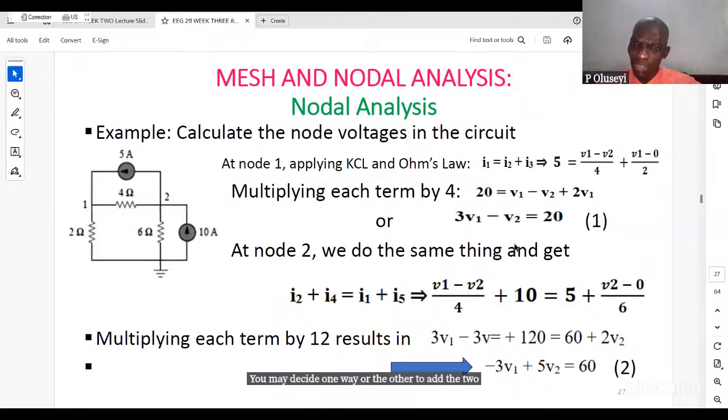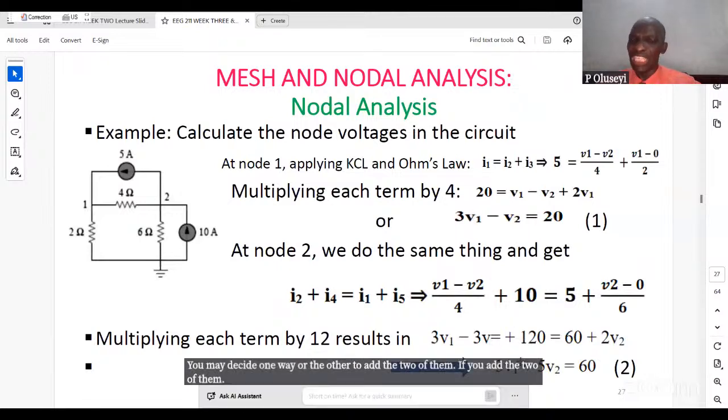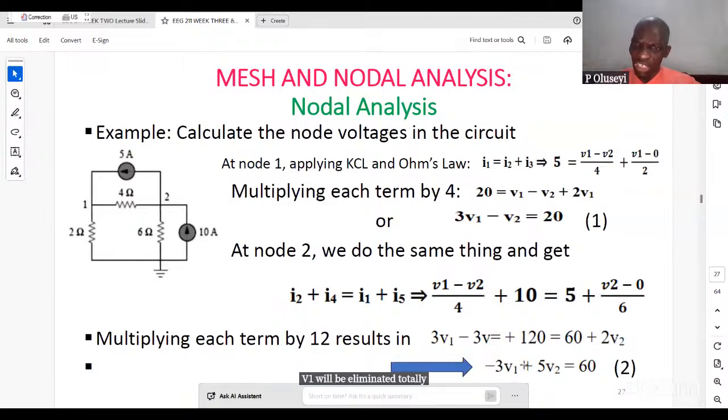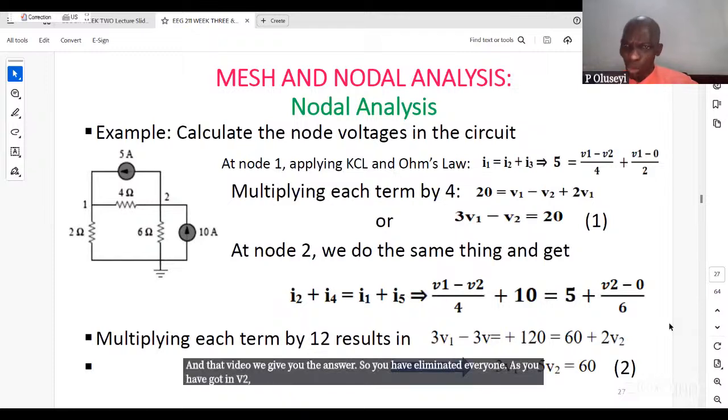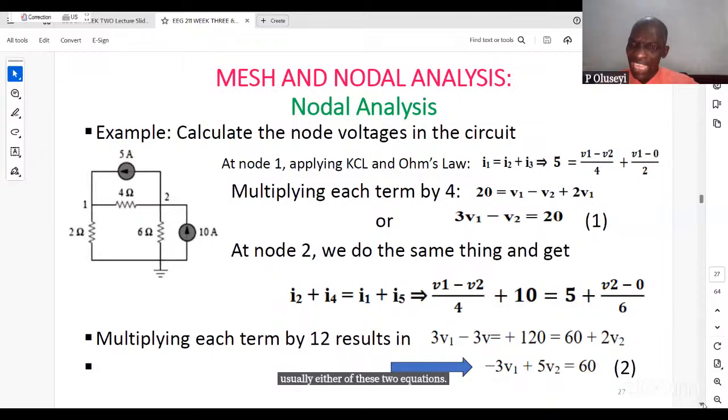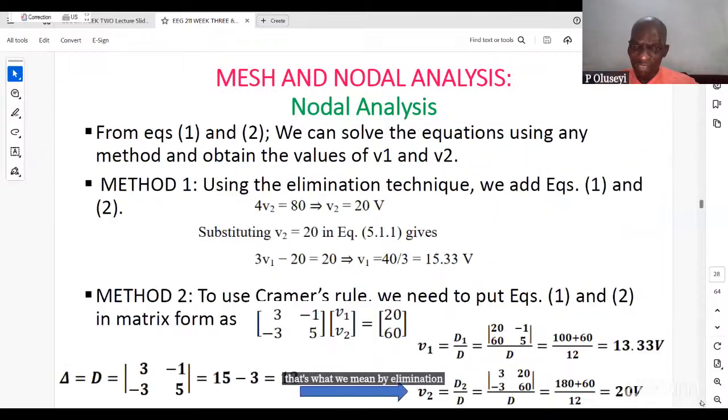If you add the two of them, V1 will be eliminated totally from these two equations, so you will be left with only V2. And that V2 will give you the answer. So you have eliminated V1. As you have gotten V2, you can now get the value of V1 using either of the two equations. That's what we mean by elimination method that you see here. I hope I am making sense. That's how we got this.